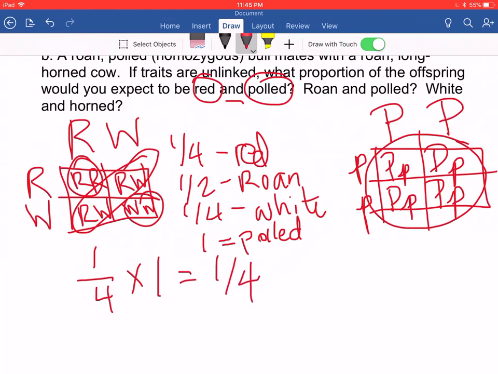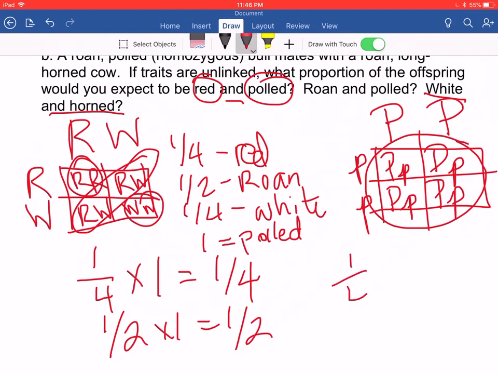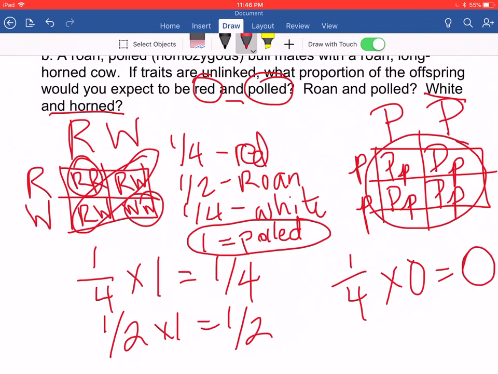What is the probability of being roan and polled? Well, that's going to be 1/2 times 1. And finally, what's the probability of being white and horned? The probability of being white is 1/4. What is the probability that you are horned? There is none. You only have a probability of 1 for being polled, so that is 0. That means that the probability of getting white horned offspring is 0.